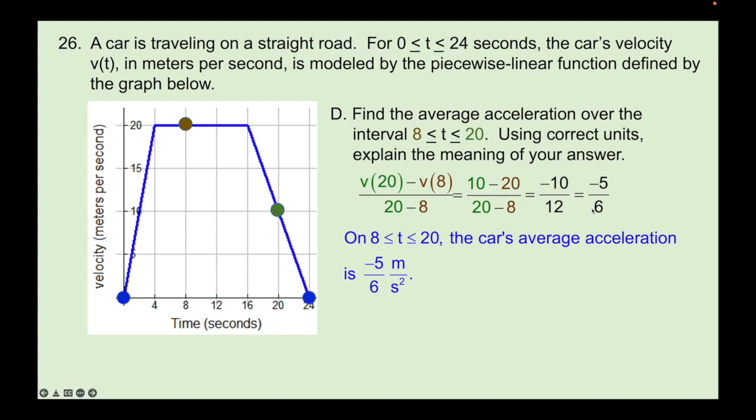And then for this one, it says we're trying to explain what our answer means. So since we got -5/6, this is the car's average acceleration from 8 to 20. And we want to make sure with acceleration, we're using meters per square second.